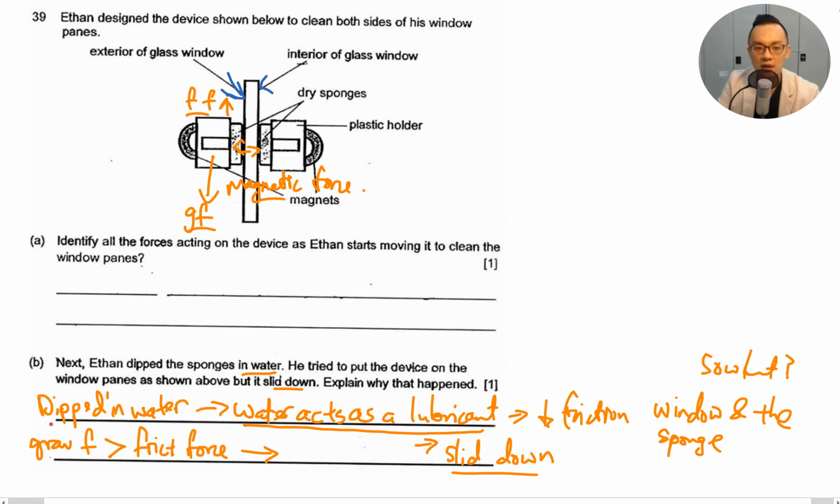So do you see how I answer it? There's always the initial state, which is dipped in water. Next, Ethan dipped the sponge in water. So I just write dip in water. He tries to put the device, but it slid down. Explain why that happened. So whatever you need to explain is always the last. So slide down right here. And in between will be the scientific explanation. So dip in water. Water acts as a lubricant. It decreases friction between the window and the sponge. And then after that, so what if it decreases friction? Then the gravitational force is greater than the frictional force, and therefore it will cause the plastic holder or this window washer to slide down.